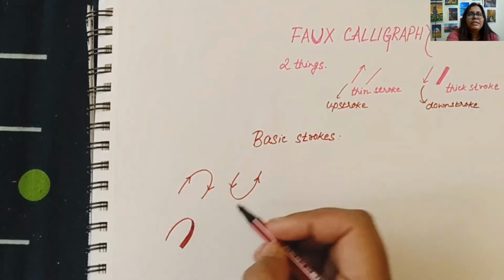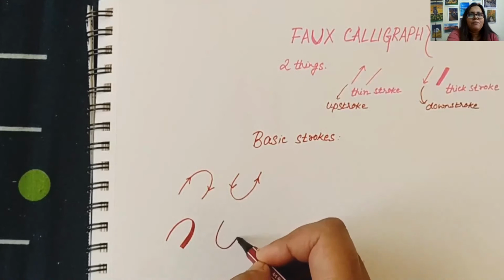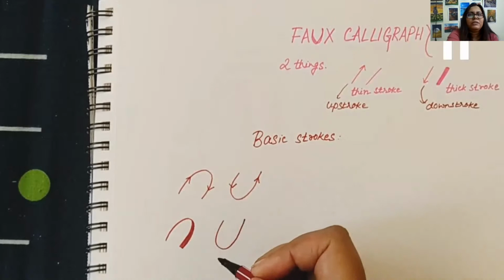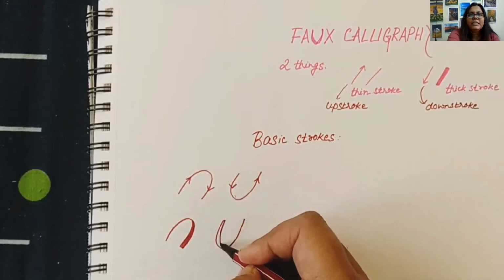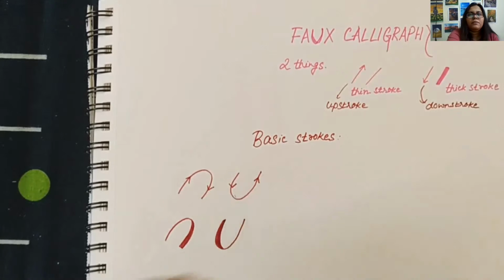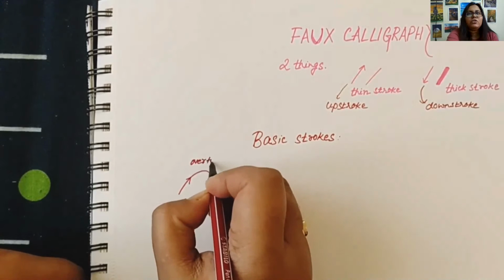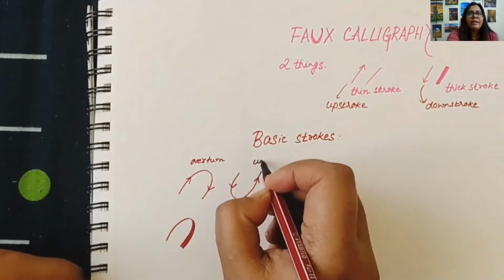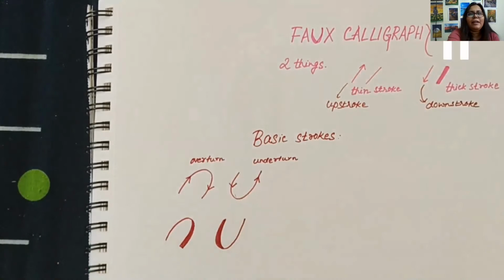Same again, I will draw the next shape also like this. So first my hand moved downwards and now I'm going upwards. So wherever my hand has moved downwards, that part I will thicken. So which is the part where it has moved downwards? This part. So I will thicken this part. Got it, everyone? So what are they known as? This is called an overturn and this is called an underturn. These are the basic shapes that we use in calligraphy.